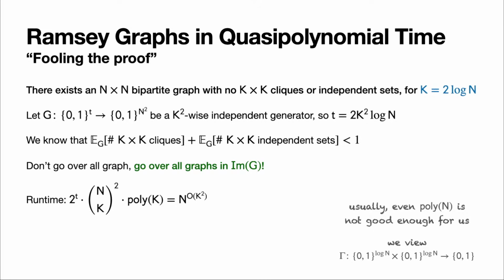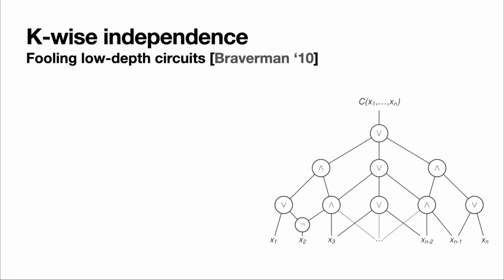Let's see a second application, which I'm not going to show. Remember the list that I showed you of what is fooled by k-wise independent distributions; all of those contained easy functions, you could see k there, so it's not very surprising. But the beautiful work of Braverman actually proved that k-wise independence fools low depth circuits.